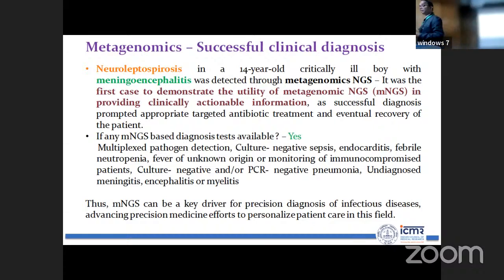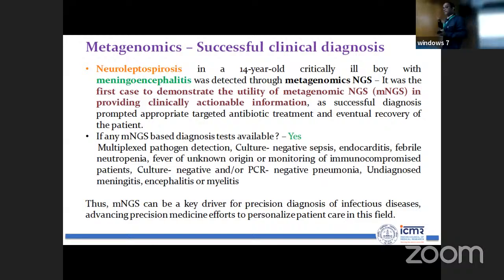Here is a successful example where, in a 14-year-old critically ill boy with meningoencephalitis, neuroleptospirosis was detected through metagenome sequencing, and so targeted therapy was made and the person got cured. If neuroleptospirosis had not been detected, the person would have died, because as you know, leptospirosis is a zoonotic infection. Generally, it comes from pet animals, or people involved in sanitizing activity, or soldiers when they go for rescue operations get infected with leptospirosis, and it leads to jaundice. And generally, severe cases of leptospirosis can be fatal.